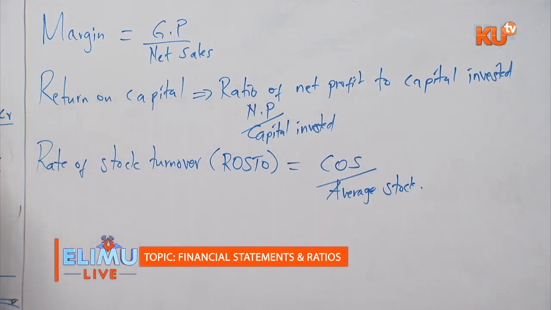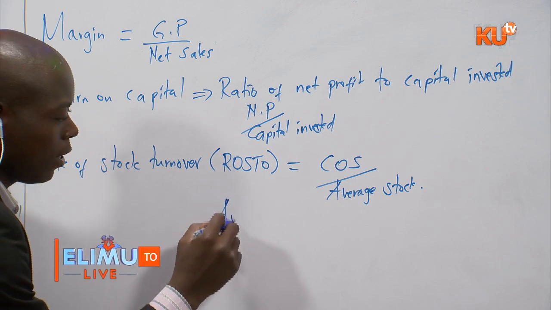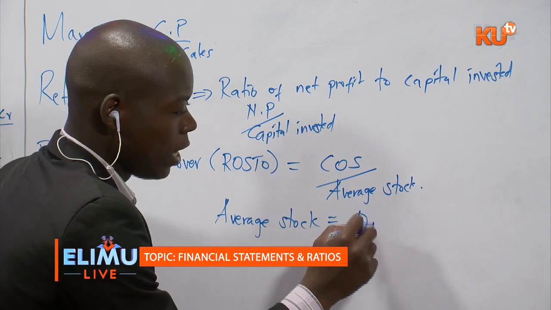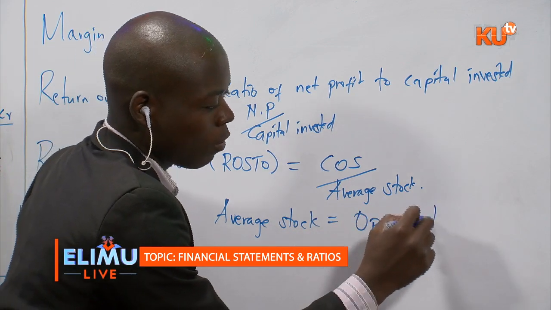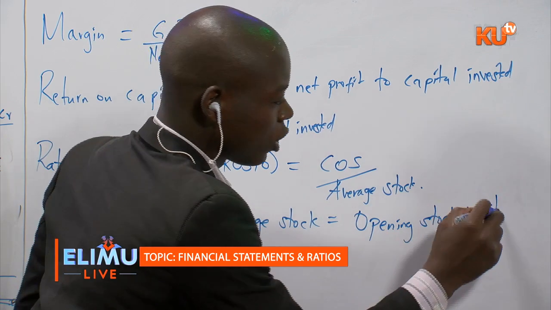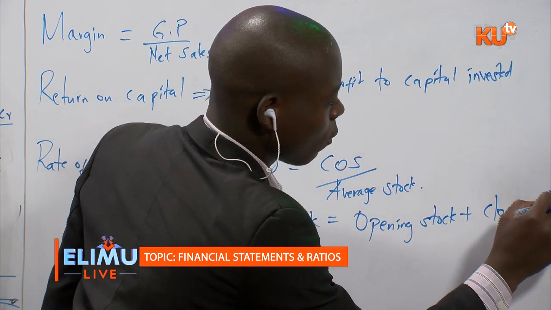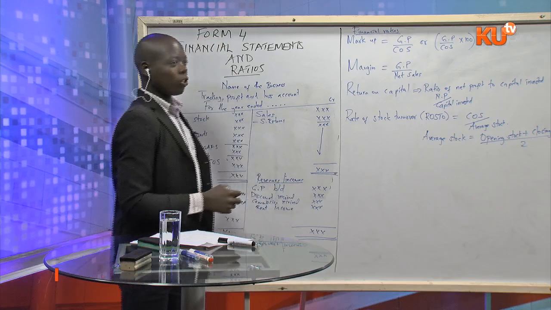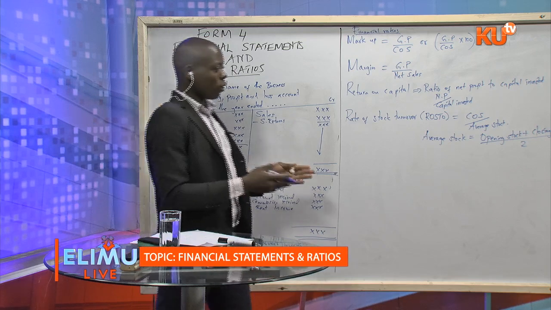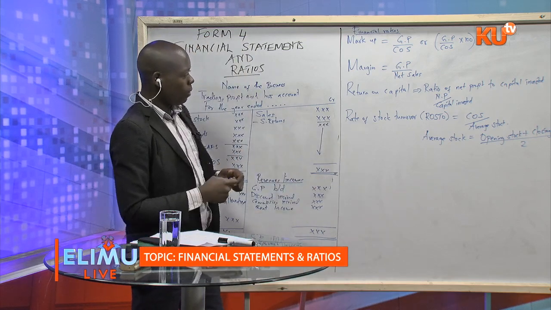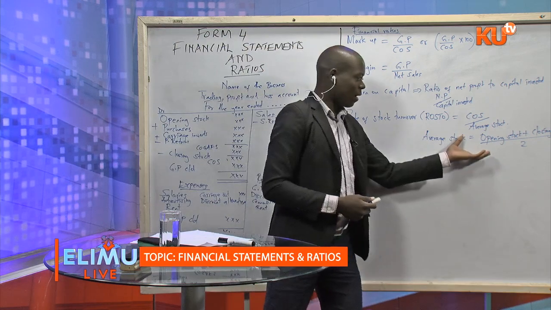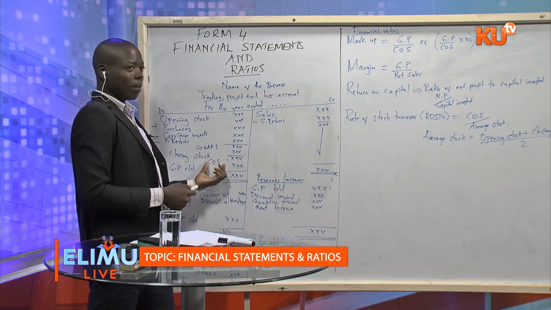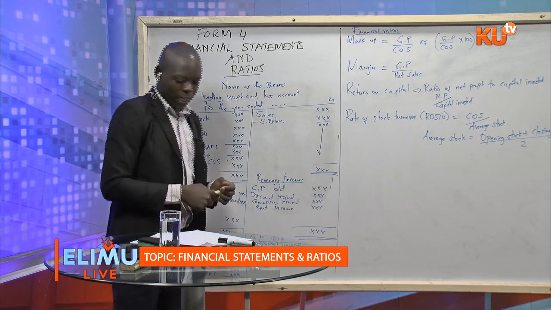And in this case, average stock is determined by opening stock. We add closing stock, and then we divide it by 2. That is how we get average stock: opening stock plus closing stock, and then we divide by 2. So the figure that we get here, we now divide it by cost of sale. And remember, this is where we have the cost of sale.